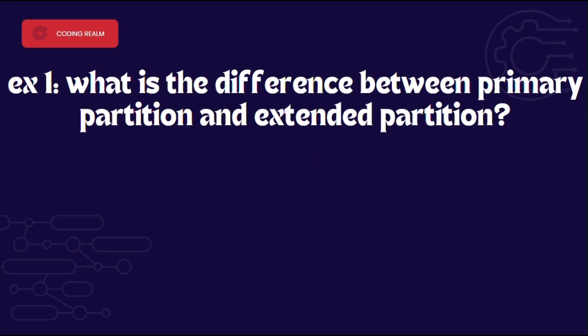Exercise 1. What is the difference between the primary partition and the extended partition? The extended partition is a partition that contains multiple logical drives, but a primary partition is a partition that can be a boot partition, which means that the computer can start up from it. And there can be four primary partitions on a disk, but the extended partition holds multiple partitions on a disk.